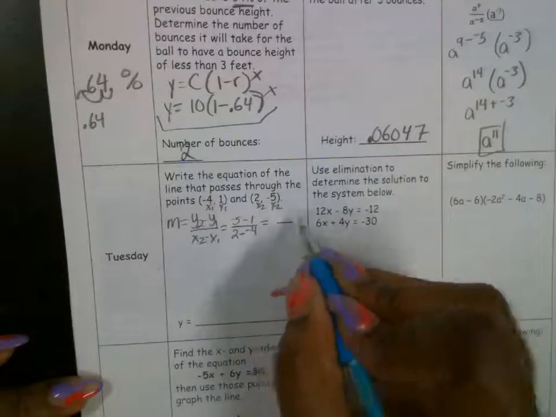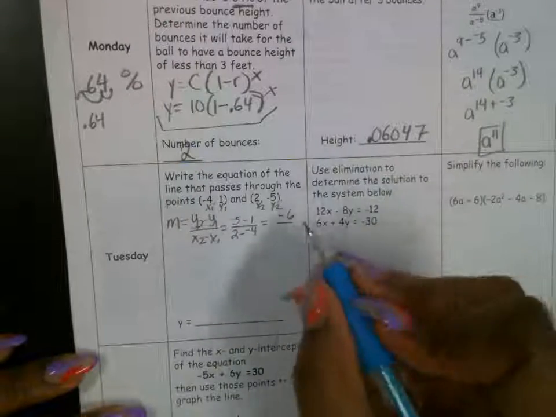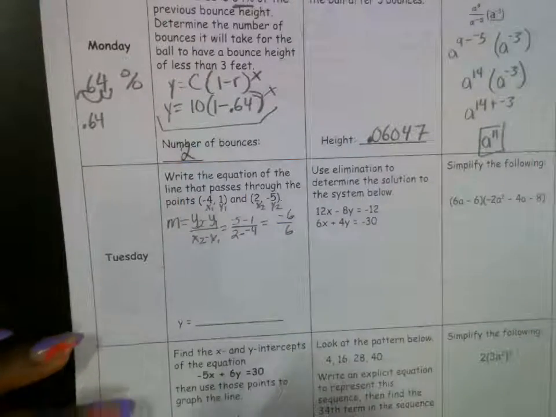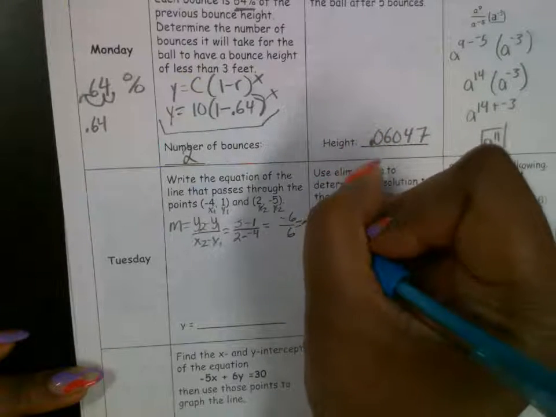On the top, what does that give us? Negative 6, and over 6. Positive 6. So what is this? Negative 6 divided by a positive 6 is what? Negative 1. It's negative 1 as my slope.